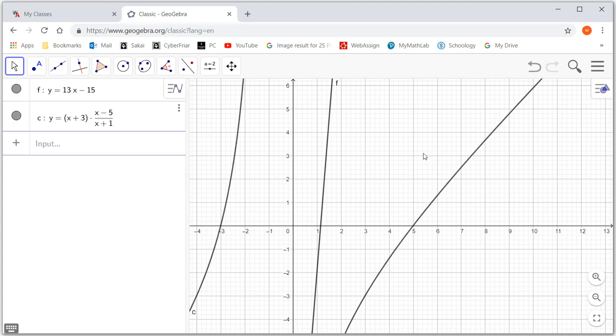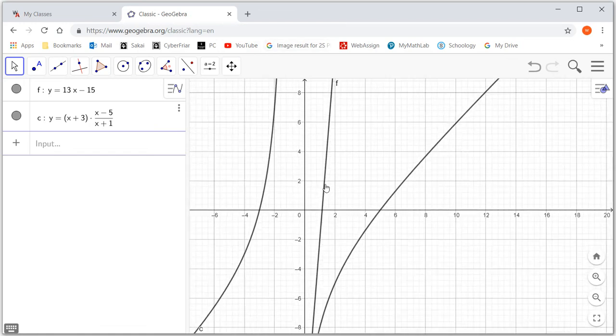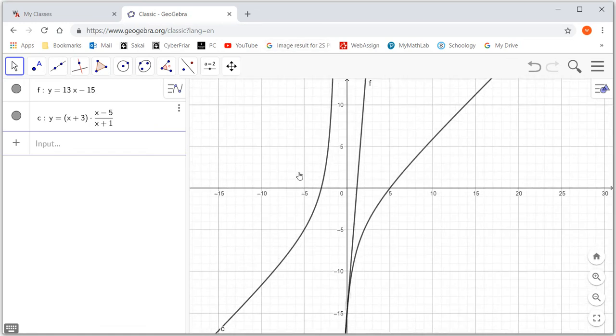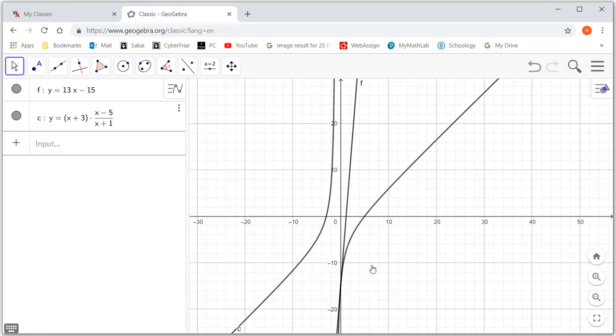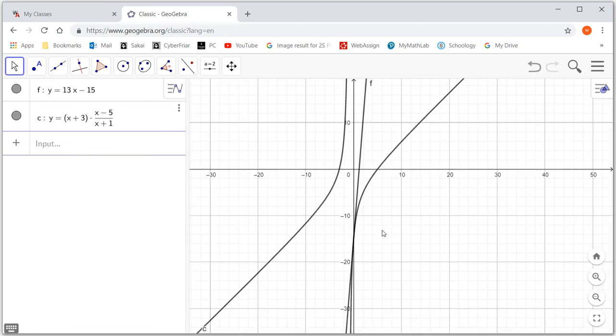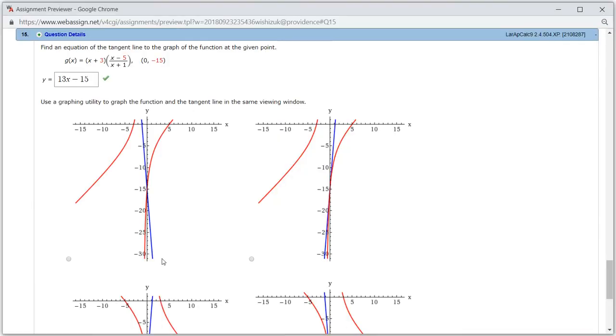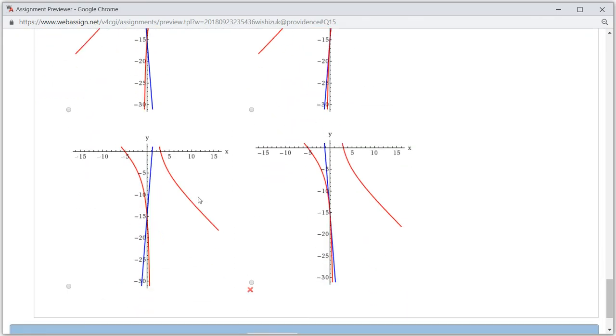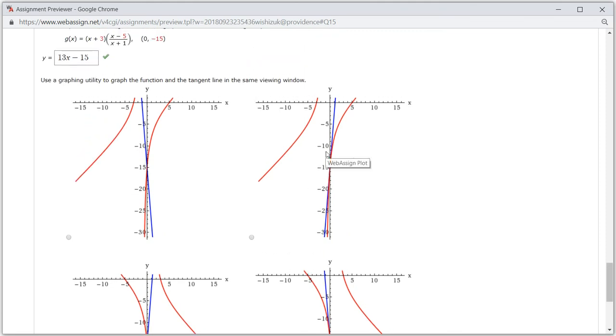It looks like that, and maybe we should rescale a little bit. This is what it looks like. Let's see what the other choices are. This one looks okay, but the tangent line is actually not a tangent line. This one looks promising, and the last two are completely wrong, so this is going to be it. I'm going to choose that.